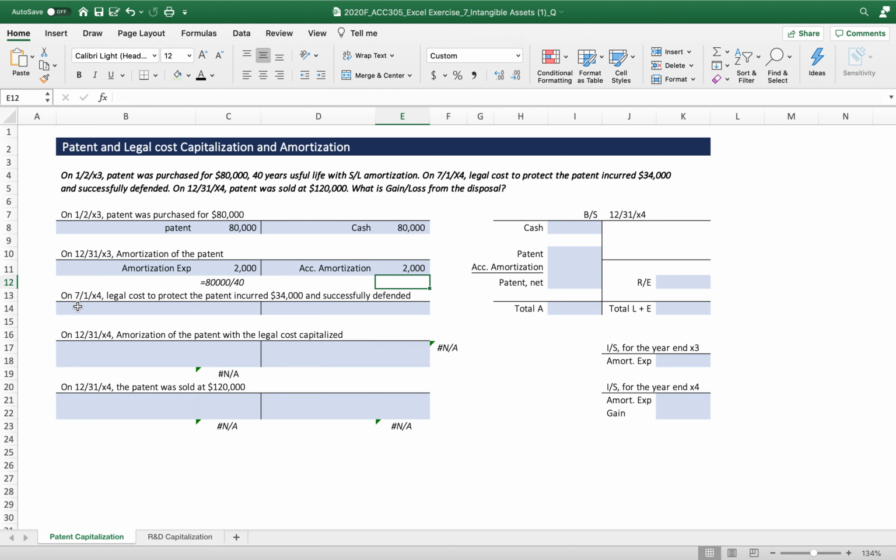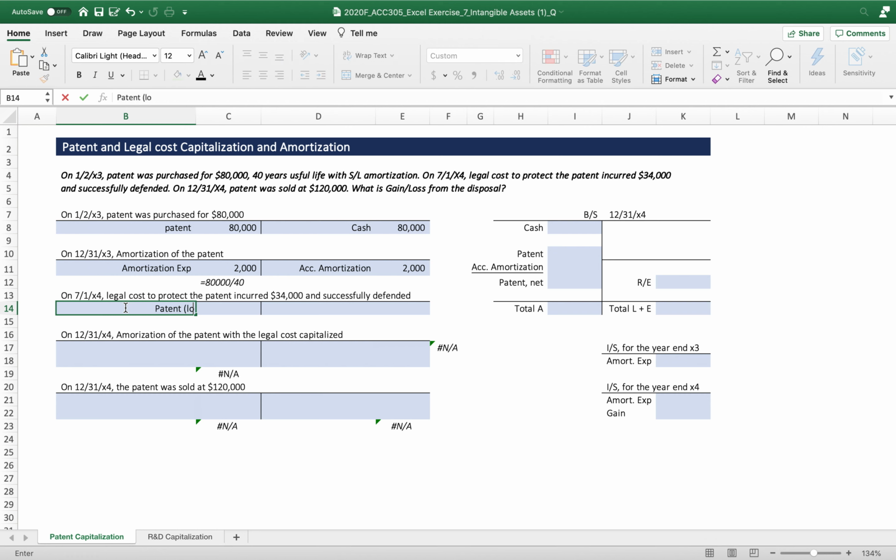Now, on July 1st, year 4, the legal cost to protect the patent incurred $34,000, and then it is successfully defended. Then we can capitalize this legal cost as well because it's successfully defended. So when we include all the acquisition cost, this legal cost can also be part of the patent.